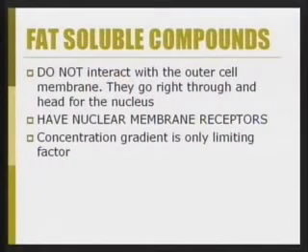If you look at fat-soluble compounds, they do not interact with the outer cell membrane. They go right through the membrane since the membrane is fat. They head for the nucleus because they have nuclear membrane receptors. Concentration gradient, therefore, becomes the only limiting factor. Does that make sense to you?